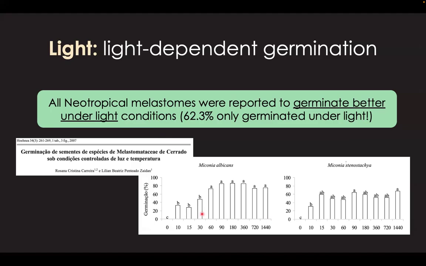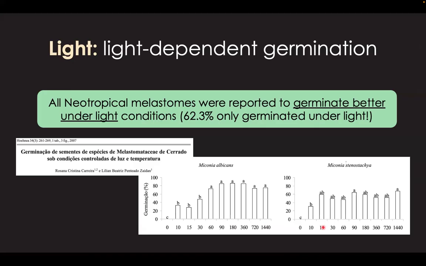And for example, in Miconia albicans, you see that only 1 hour of light exposure is able to produce a germination percentage statistically equal to a lot of exposure to light. And when we go to Miconia stenostachya, we see that only 15 minutes of light are able to produce such a germination percentage. So even a really small amount of light is required for these seeds to germinate.